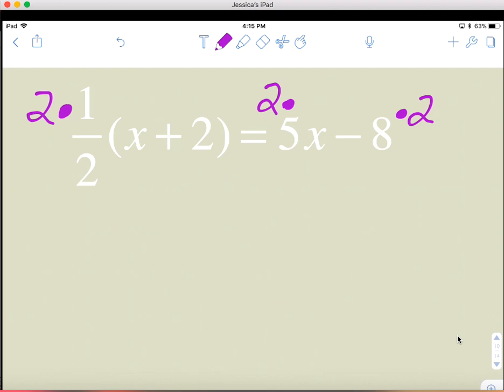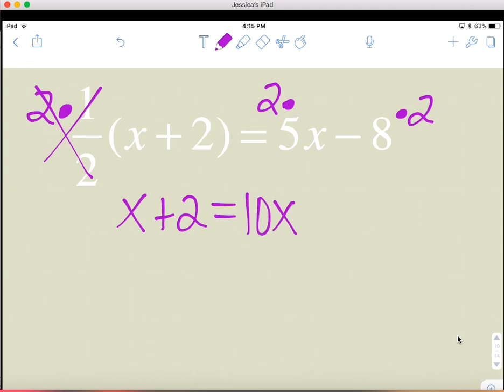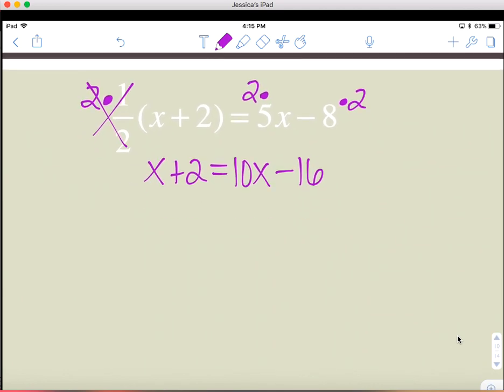On the left, since these are being multiplied together, you don't have to do the x and the 2 in the parentheses. You're just taking care of the 1/2 outside of the parentheses. So from here, 2 times 1/2 cancels, and I'm left with x plus 2. On the right, 2 times 5x is 10x, and 2 times -8 is -16. Now I'm back to variables on both sides.